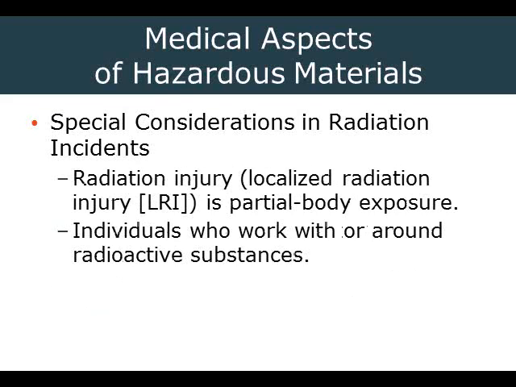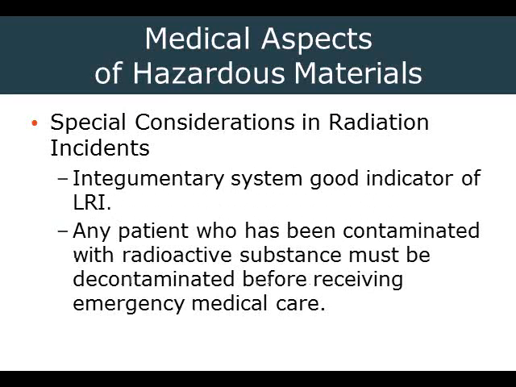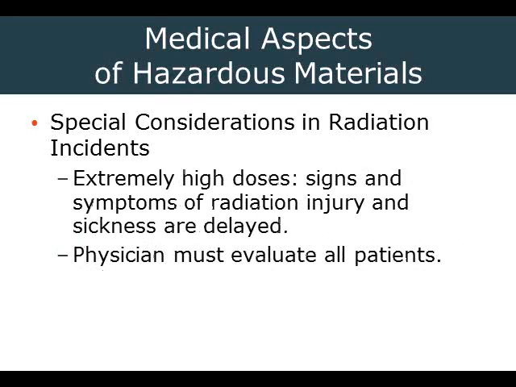Localized radiation injury is a partial body exposure. It affects people who work around or with radioactive substances, such as scientists and X-ray technicians. The integumentary system is a good indicator of localized radiation injury. Any patient who's been contaminated with a radioactive substance must be decontaminated before receiving emergency medical care. A lot of times they show signs of burns, such as redness and blistering. In extremely high doses, signs or symptoms of radiation injury and sickness are delayed.